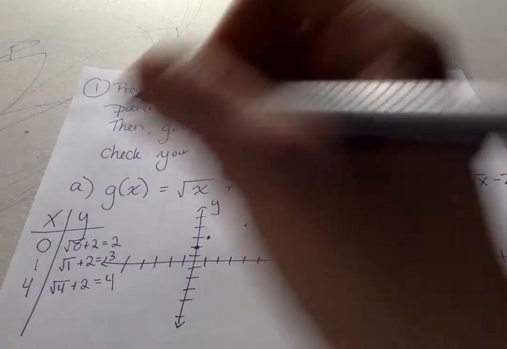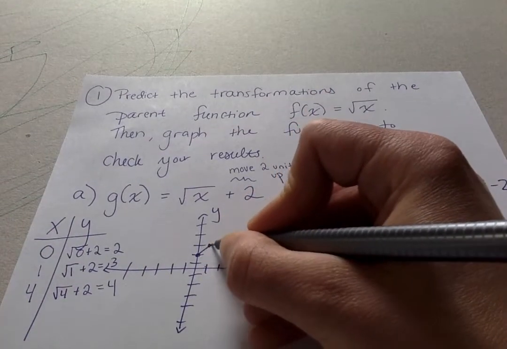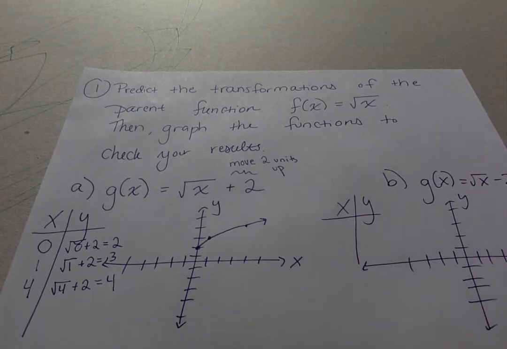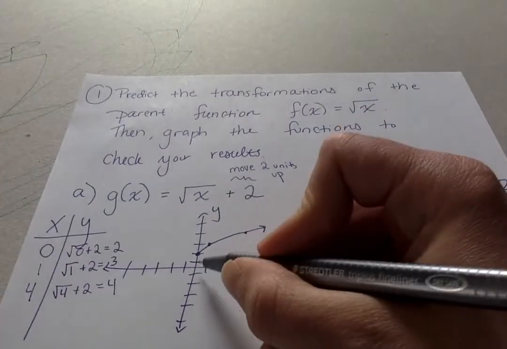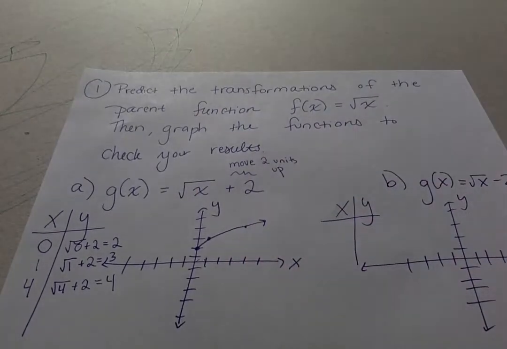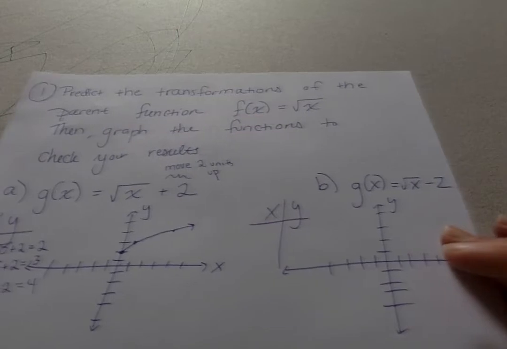I could keep going, but just for the scope of this problem, 3 points is plenty to see the shape of my square root function. So we've taken our normal parent function, which is the square root of x, which would look like this, and it's shifted up 2 units, so our prediction was correct. Let's go on and look at the second one.